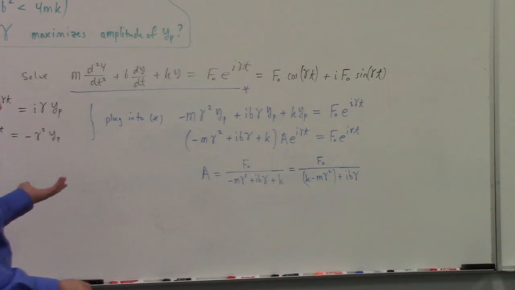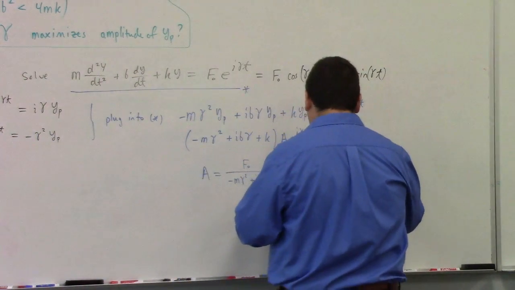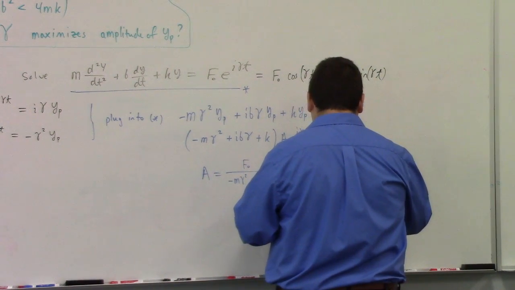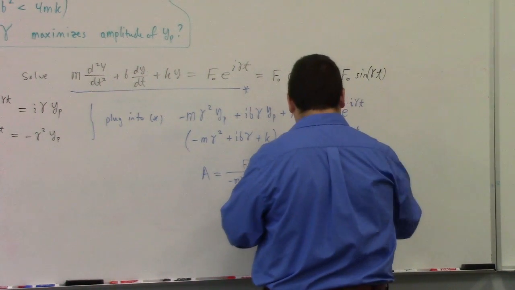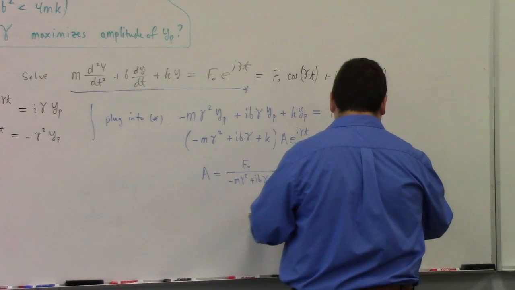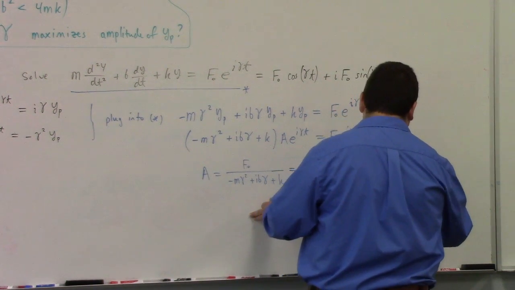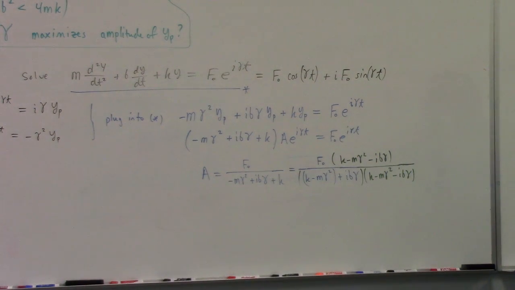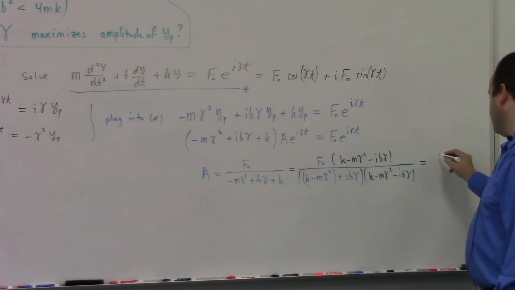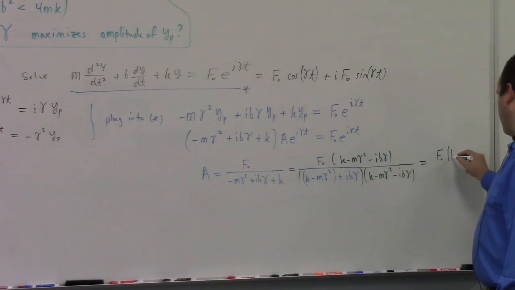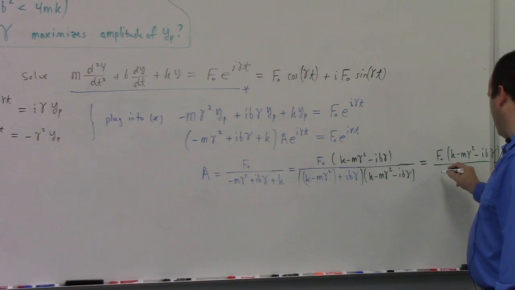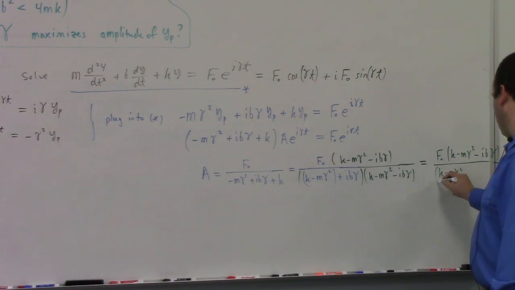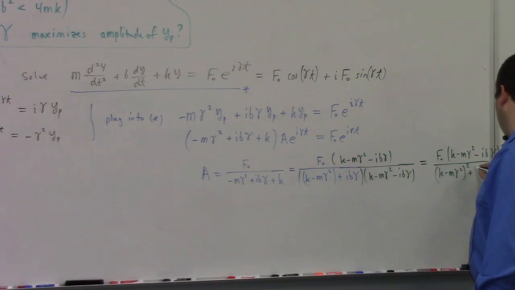Multiply by the complex conjugate of the denominator over the complex conjugate of the denominator. These are just numbers. Don't be scared of them. k minus m gamma squared minus i b gamma, divided by k minus m gamma squared minus i b gamma. That should do the trick. That gives us f naught times k minus m gamma squared minus i b gamma, all divided by k minus m gamma squared quantity squared plus b squared gamma squared.